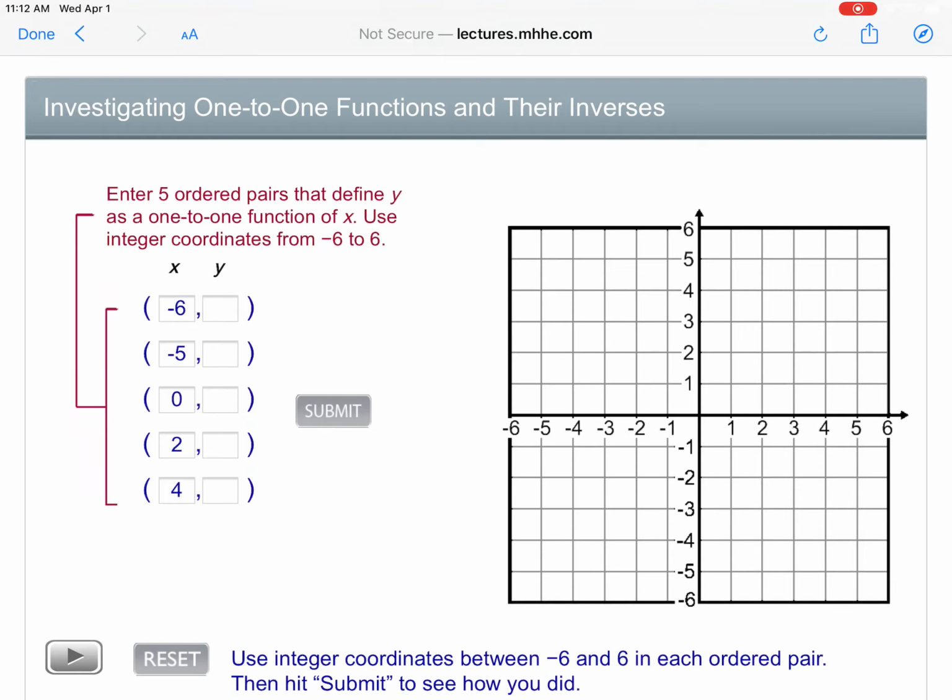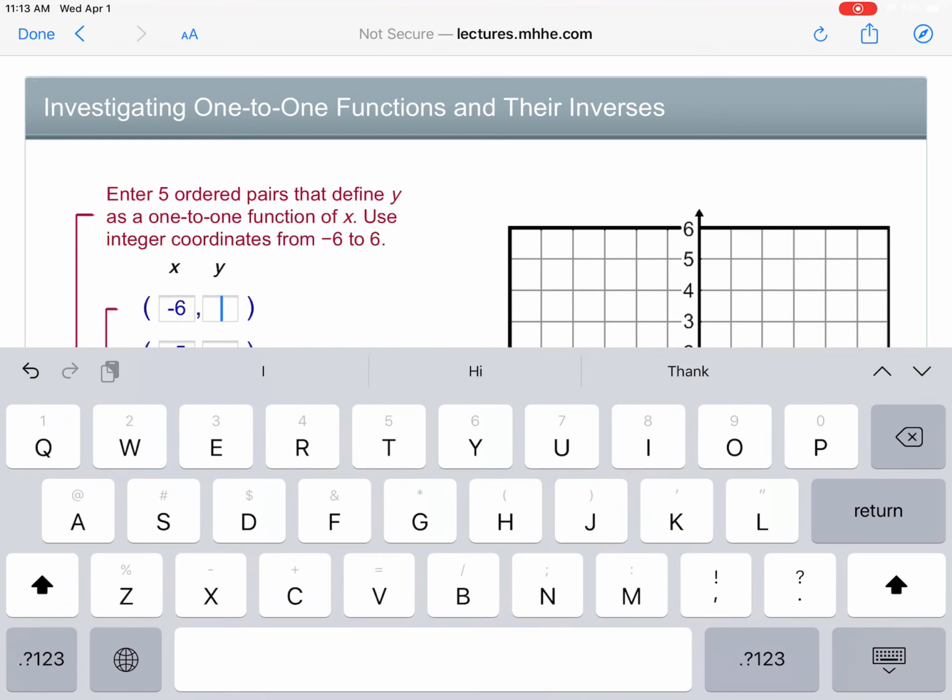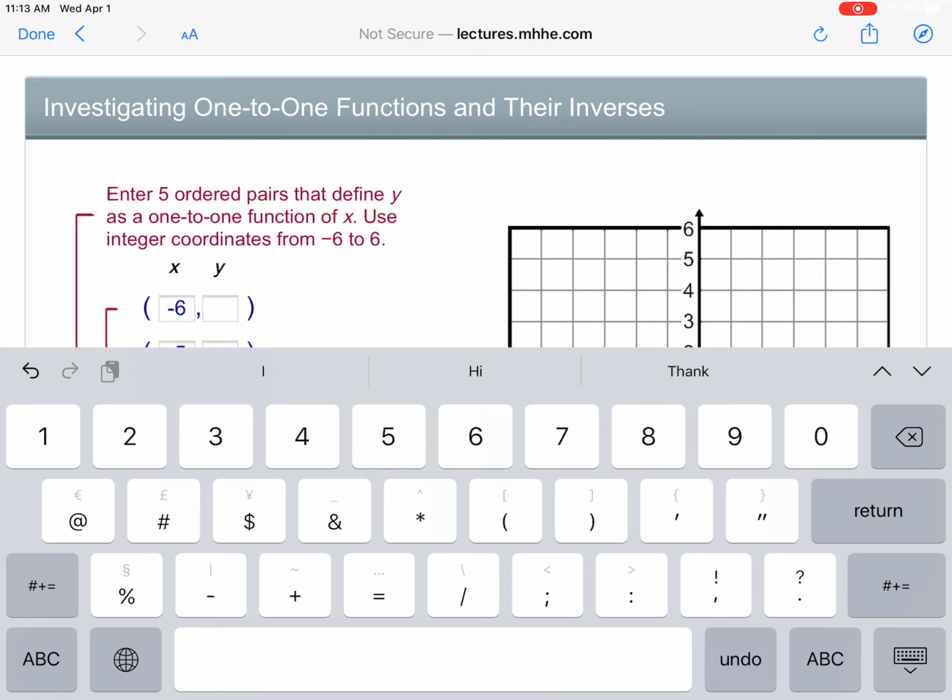I know that to be a function, x values should not repeat, right? So look at all the numbers that I plotted: -6, -5, 0, 2, and 4. Now, these x values are all different. So this will satisfy that part about being a function, right?